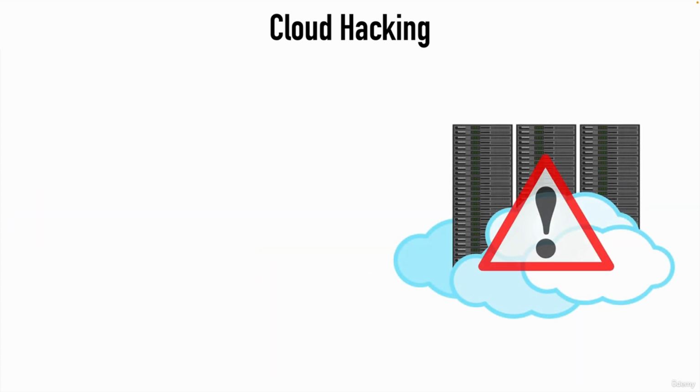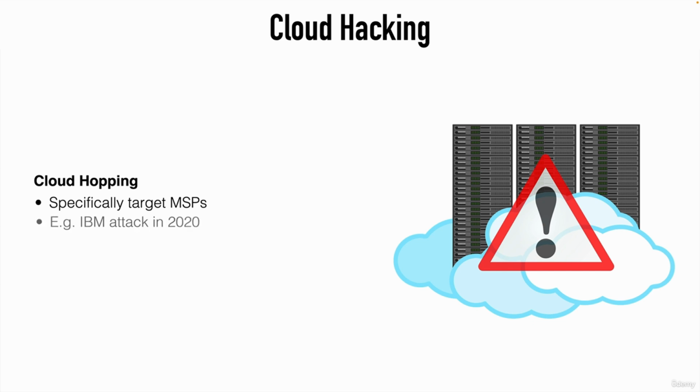Another type of cloud hacking technique is a cloud hopping attack. These attacks are specifically targeted at MSPs, managed service providers. These will have numerous customers that they service. This made news in 2020 when such an attack was performed against at least a dozen MSPs in the United States and Canada, including IBM. MSPs make an enticing target because they have access to dozens or maybe even hundreds or thousands of individual organizational networks and data through the cloud services that they may be providing.